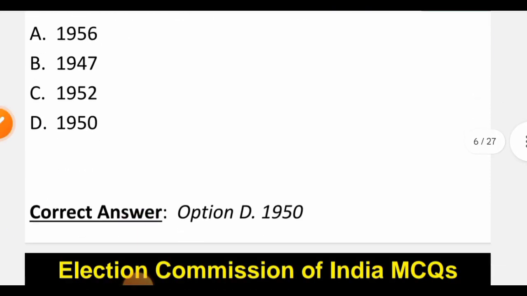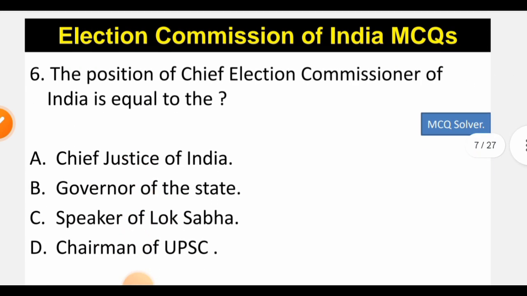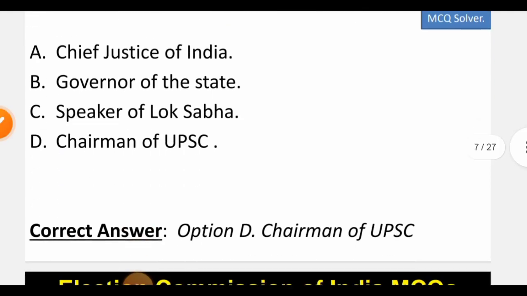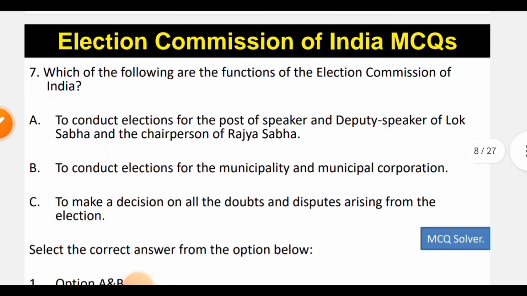Now let's move to question number 6. The position of Chief Election Commissioner of India is equal to... the correct option is option D, that is Chairman of UPSC. In the list of precedence, the Chief Election Commissioner of India is equal to the Chairman of UPSC. D is the correct option. Now let's move to question number 7.